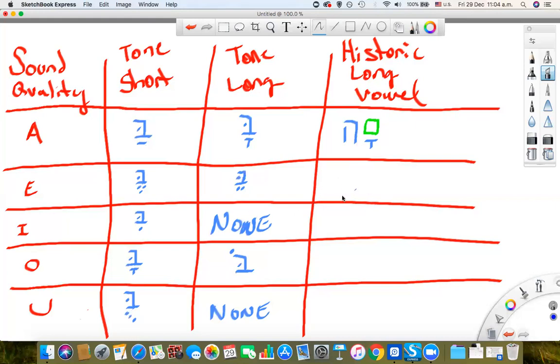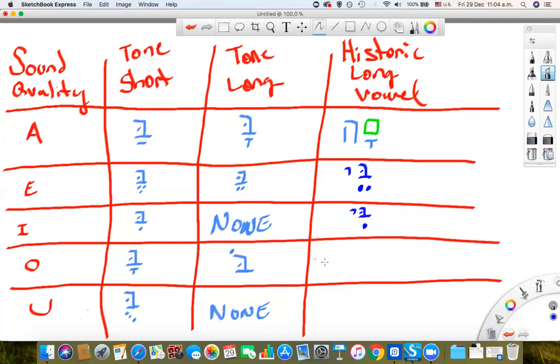The historic long vowel for an E class is going to be a tsere yod. Tsere yod. And again, this is going to be pronounced A. For the I class, it's going to be a hirik yod. Hirik yod. And then let me put my bet back up here. So this would be bay. So this would be bee.